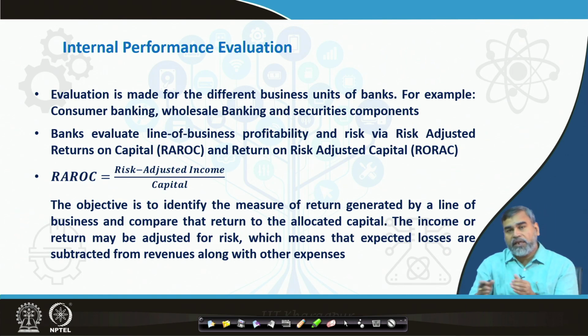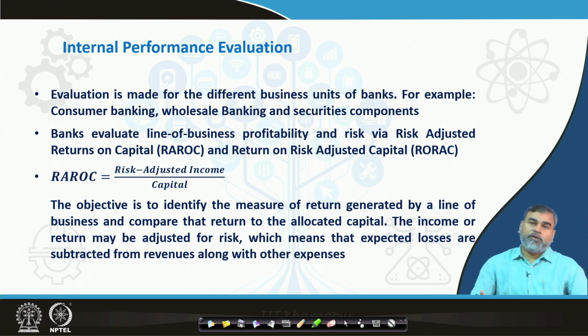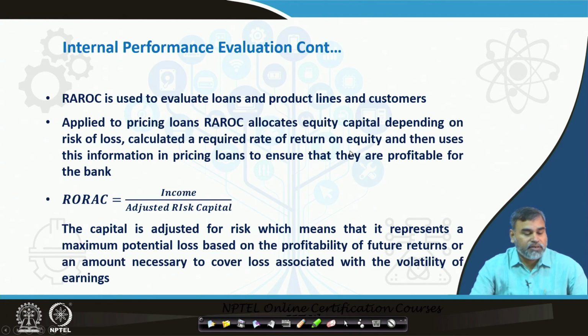Then from there you can compare which line of business is really doing better, whose RAROC is more and whose RAROC is less. On that basis, we can decide which line of business should be given more importance and which line of business should be given less importance. So, that is the basic objective of using this internal performance evaluation.